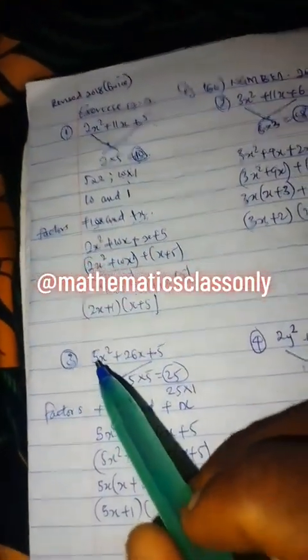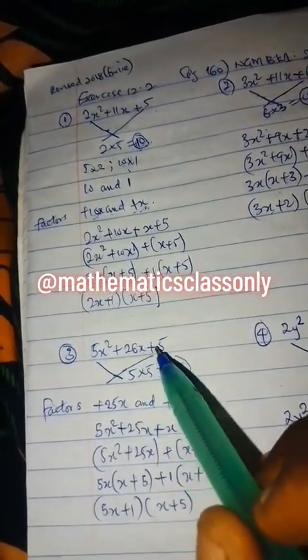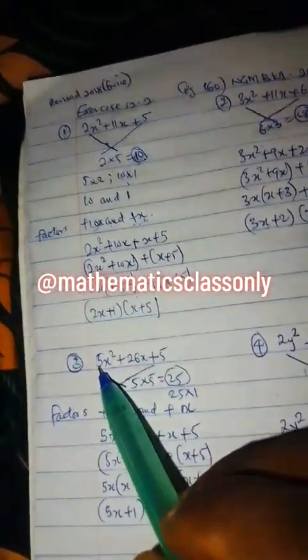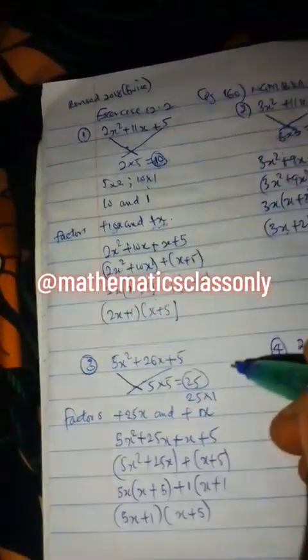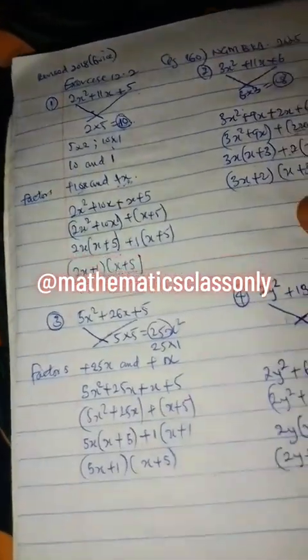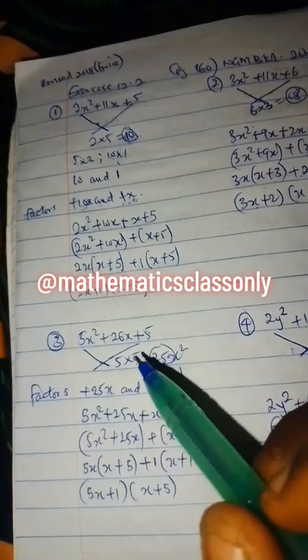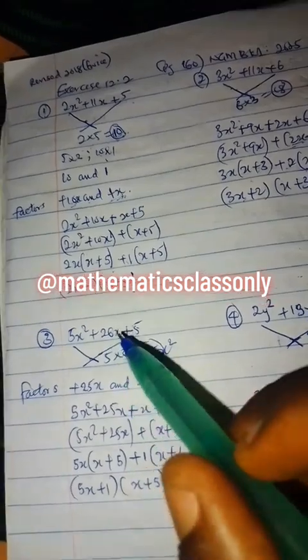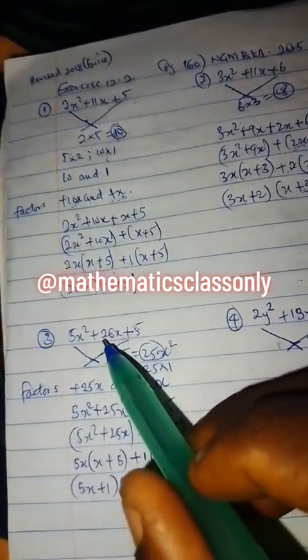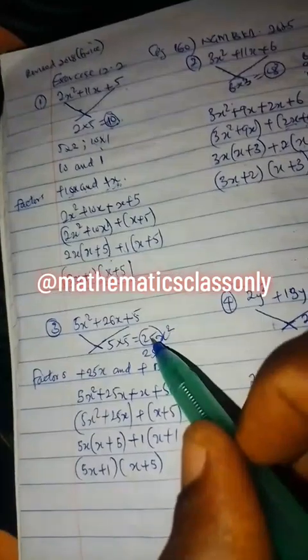So for number 3, we have 5x squared plus 26x plus 5. Same process. Multiply the coefficient of x squared by the constant. So 5 times 5 is 25. I'm supposed to write 25x squared here. I deliberately just left it like that. Alright, 25x squared. So now let's go. 5 times 5 will give us 25. Now 5 plus 5, will it give us 26? No. So if that can't happen, then we have to look for other products of 25.